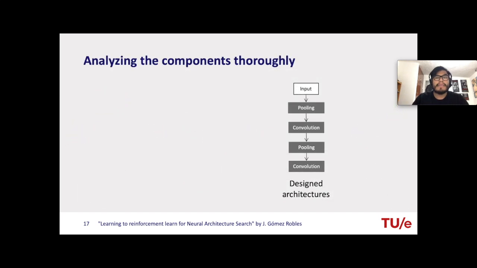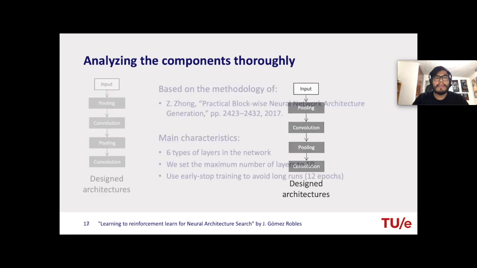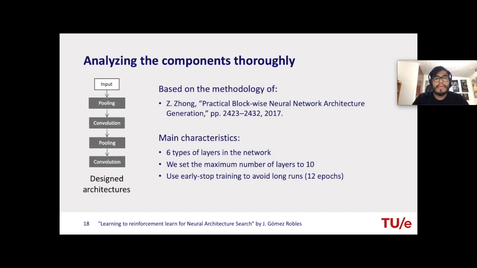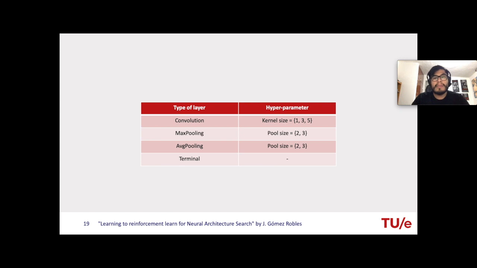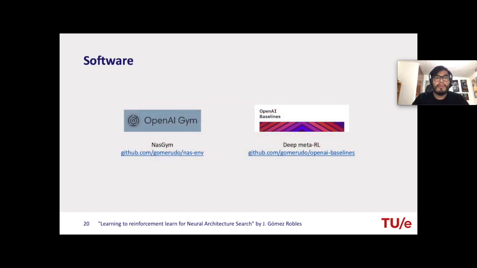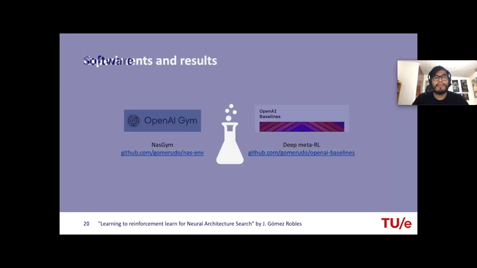The last element is the type of neural architectures that the agent can design. The search space, as it is known in NAS, is based on the work of Xiong et al. We consider 6 types of layers, a maximum depth of 10 layers, and we train the architectures for 12 epochs to avoid expensive runs. The layers that we consider are on the screen. A special mention goes to the last layer, which can terminate the network at any time. For both the NAS elements and the reinforcement learning algorithm, I have developed Python packages based on OpenAI components using TensorFlow.